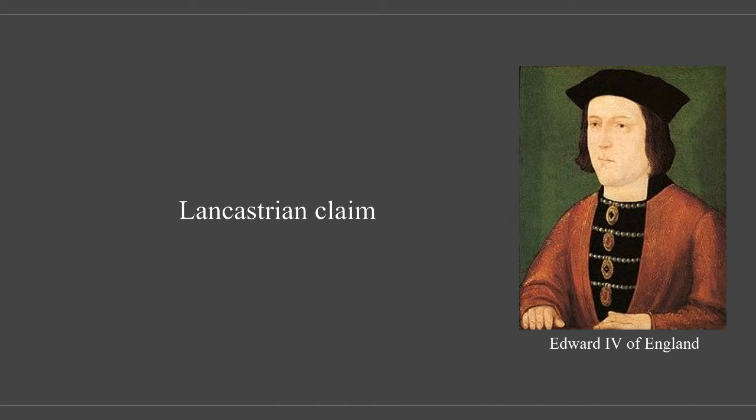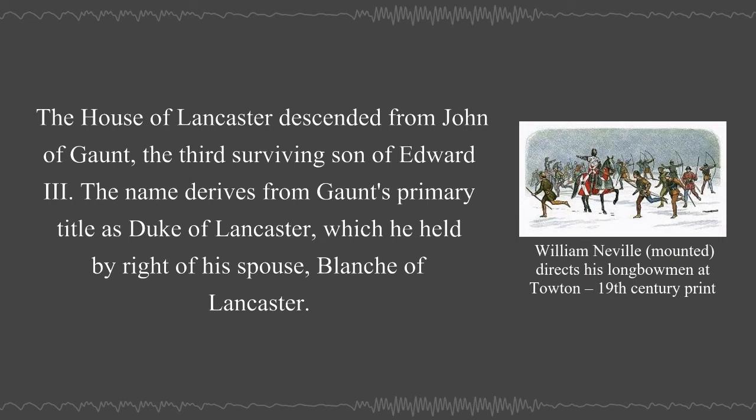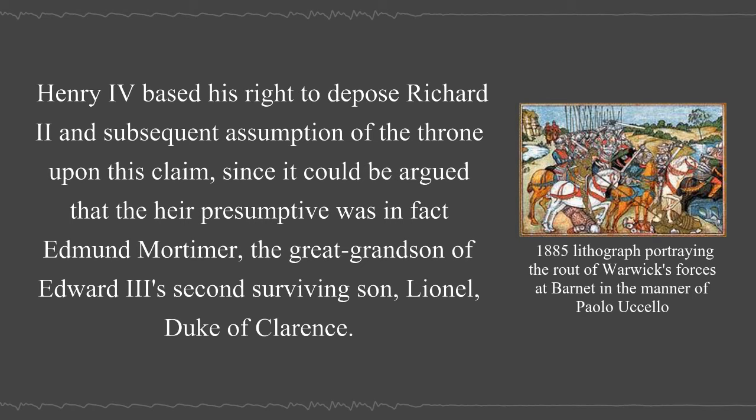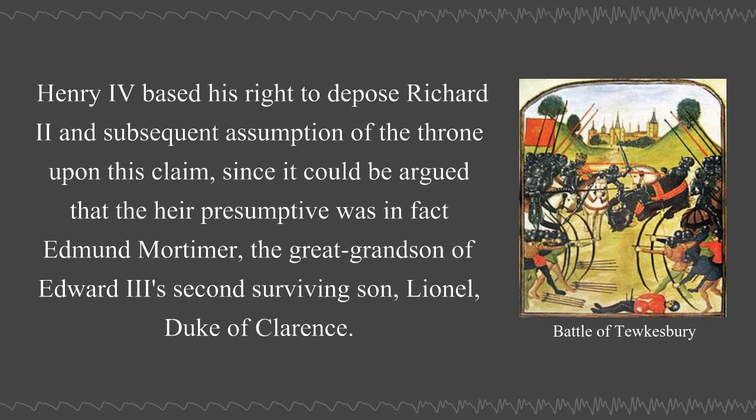The House of Lancaster descended from John of Gaunt, the third surviving son of Edward III. The name derives from Gaunt's primary title as Duke of Lancaster, which he held by right of his spouse, Blanche of Lancaster. The Lancastrian claim on the throne had received preference from Edward III, which explicitly emphasized the male line of descent. Henry IV based his right to depose Richard II and subsequent assumption of the throne upon this claim, since it could be argued that the heir presumptive was in fact Edmund Mortimer, the great-grandson of Edward III's second surviving son, Lionel, Duke of Clarence.